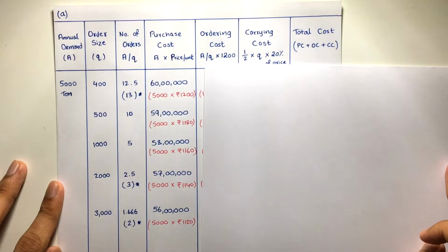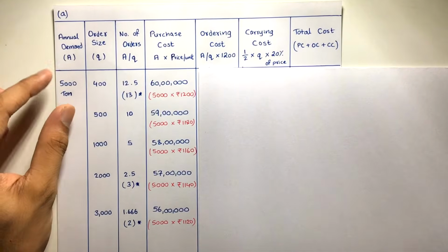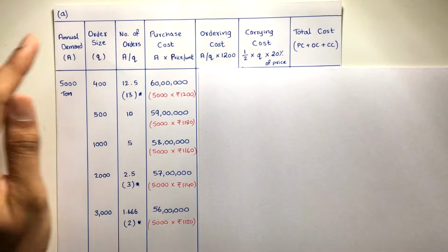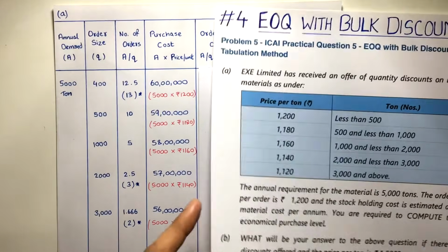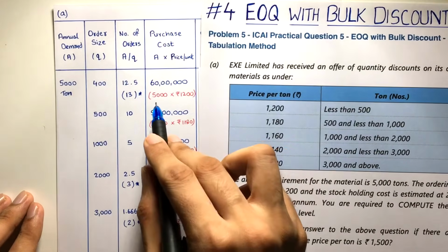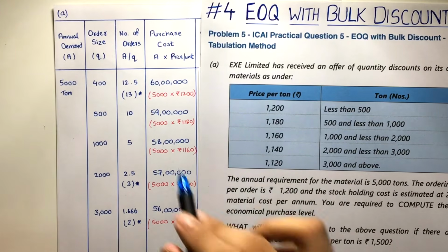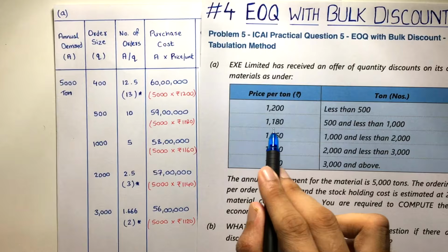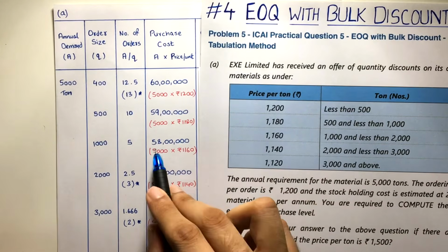You all know what you have to do. You just have to take the annual demand into price per unit. Do we have prices over here? No, prices are there in the question, isn't it? In the first level it's 1200. So 5000 into 1200, that's 60 lakhs. And then 5000 into 1180, that's 59 lakhs. 5000 into 1160, that's 58 lakh.